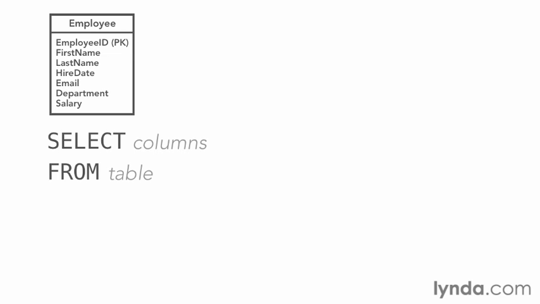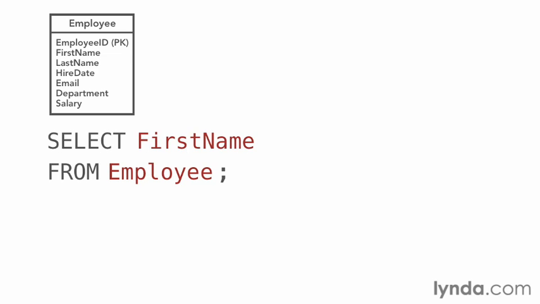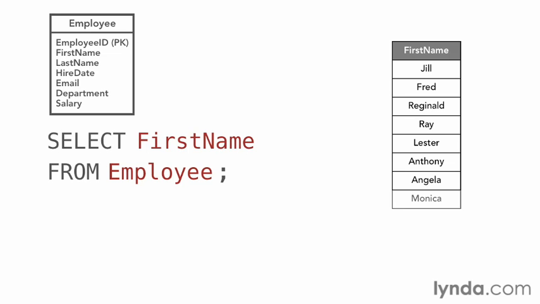So if you're interested in getting some information, say, out of this employee table, I'll just pick one of the columns, first name, and the name of the table itself. So select first name from employee. Now, running or executing this query would return all the values in that first name column from all the rows in the employee table, whether that's one row or 100,000 rows or none.